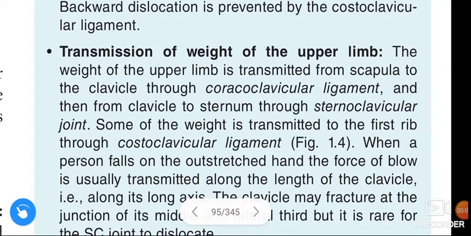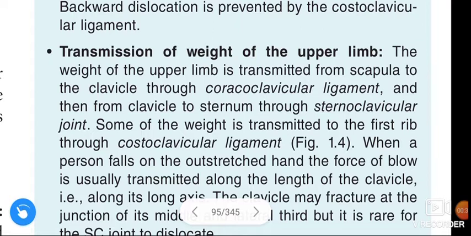In this video we are going to learn about transmission of weight of the upper limb. First, the weight is transmitted from scapula to clavicle and then from clavicle to sternum. Some weight is also transmitted from clavicle to first rib. Okay, clear guys? First from scapula to clavicle and then from clavicle to sternum. Some weight may also be transmitted from clavicle to first rib.